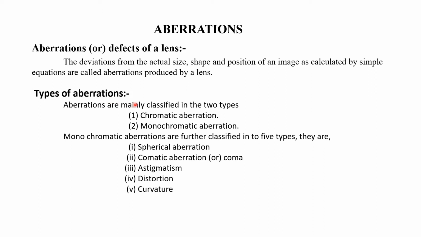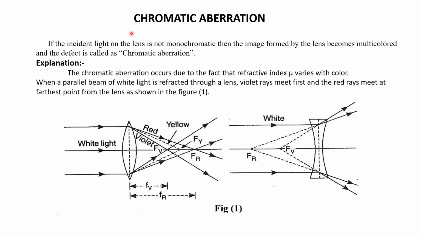Now coming to types of aberrations. The aberrations are mainly classified into two types: chromatic aberrations and monochromatic aberrations. Mono means single. So if the light is having a single wavelength, then that light is said to be monochromatic light. With the use of monochromatic light, some aberrations occur, hence they are again classified into five types: spherical aberration, coma, astigmatism, distortion, and curvature. In this lecture, I am going to explain about chromatic aberrations and their types.